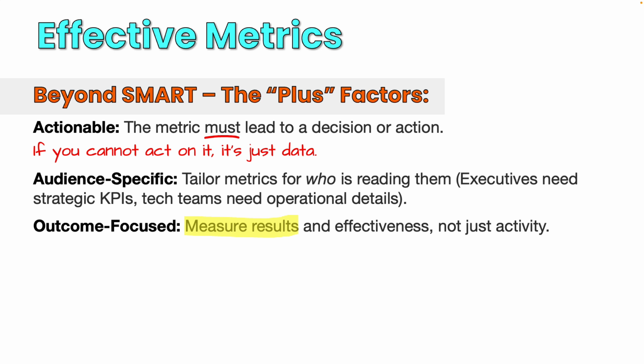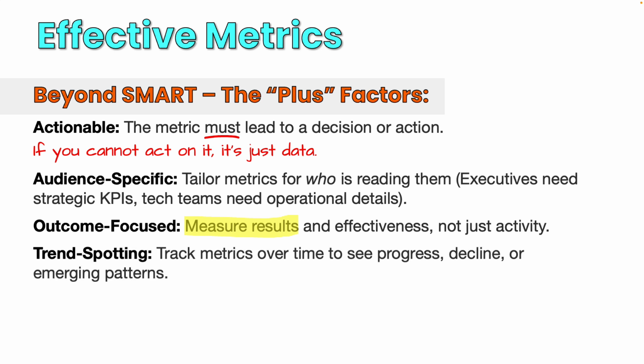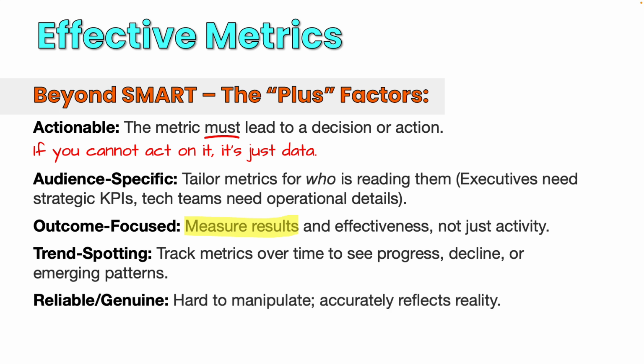So for example, if I were putting metrics together for process automation, I wouldn't say this month we automated 50 processes. I would say our automation efforts this month saved us X number of hours by automating this many processes and leads to cost savings of Y. So I would put some objective data in there that is meaningful to my leadership. And we're tracking metrics over time to see progress, decline, or emerging patterns that may indicate the need for action. And they need to be reliable and genuine, so hard to manipulate and accurately reflecting reality.